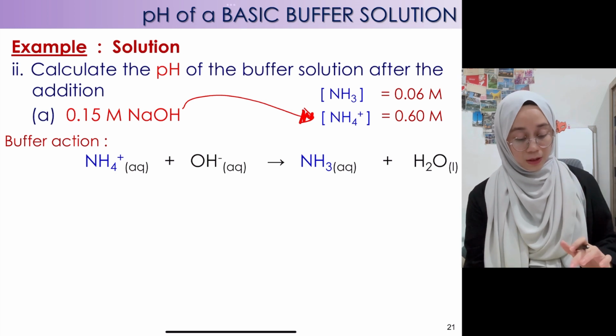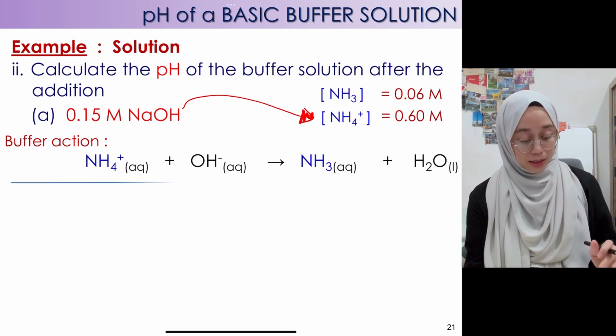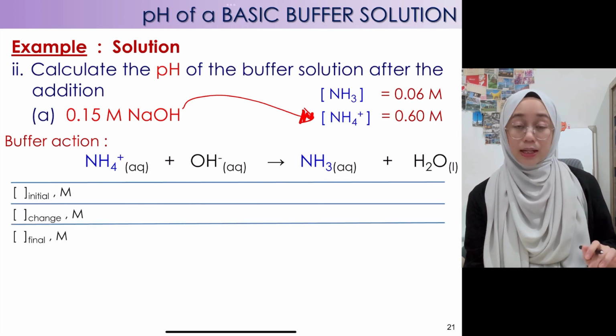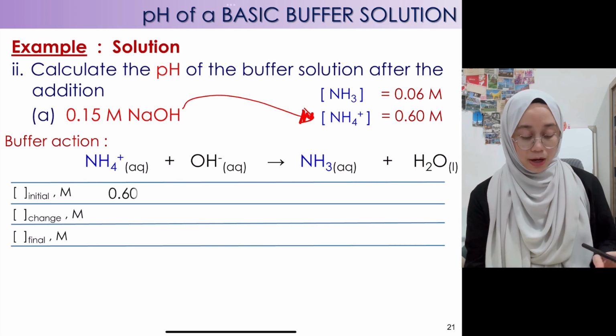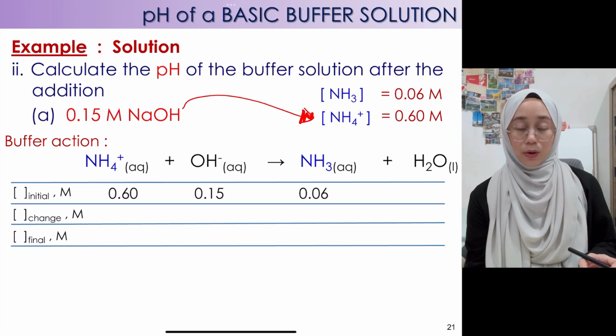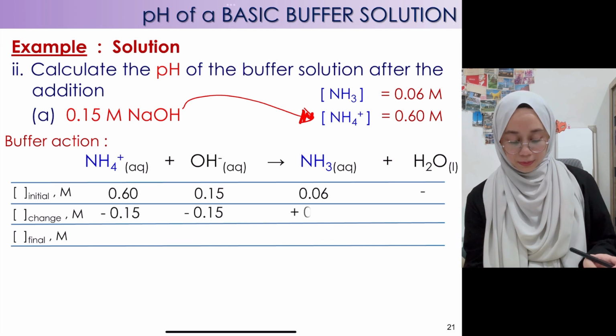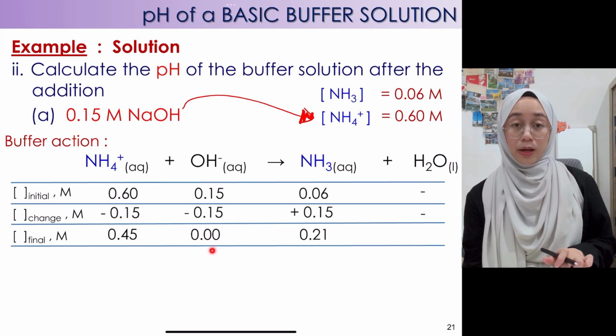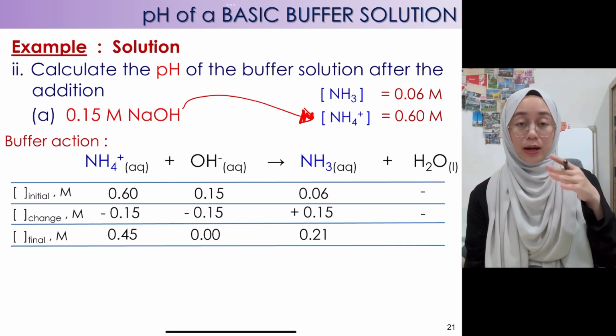Okay, so now we make the ICF table, class. Okay, so we just fill it in. There must be initial, there must be change, and lastly we put the final concentration. So for ammonium ion 0.6 initially, ammonia 0.06, meanwhile the added OH- is 0.15. Okay, so here we get it like this. Okay, so we have to make sure that the final of our added OH- must be 0. Okay, because we want to consume, finish, and remove that OH- when it enters the buffer solution.